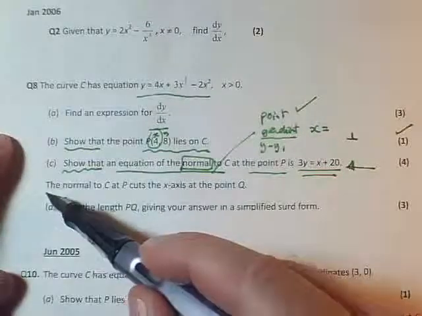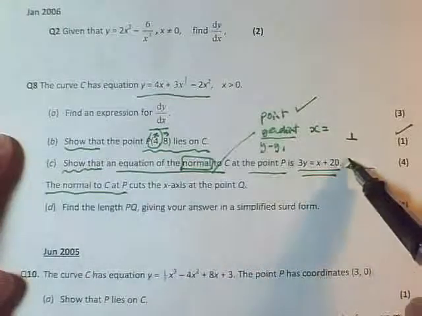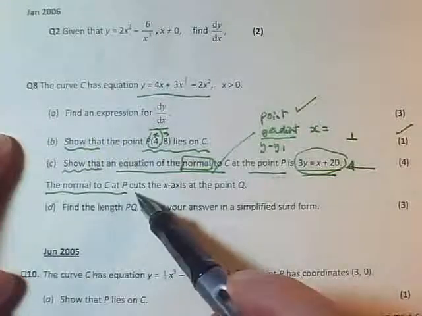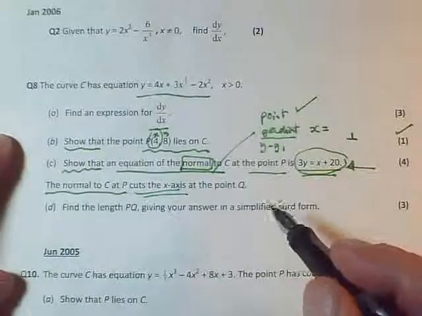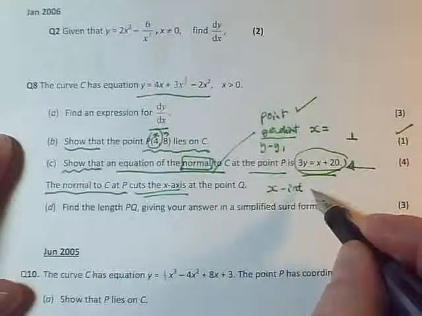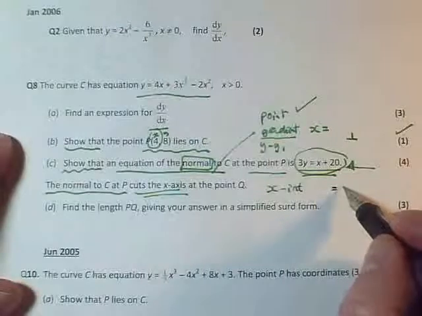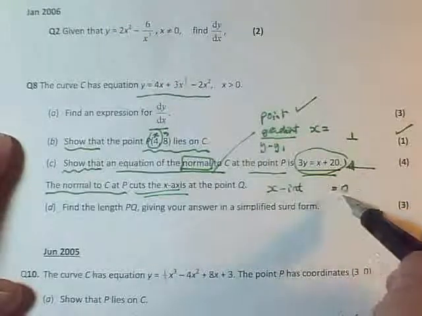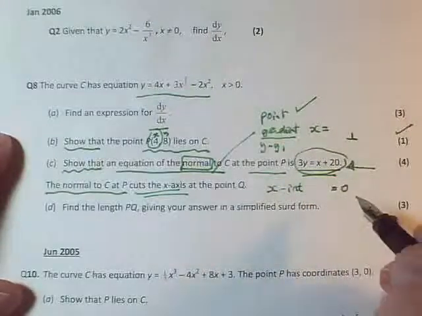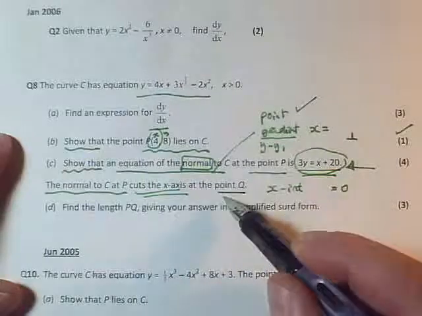Then the normal to C at P, so in other words, the thing we've just found an equation of, has to cut the x-axis. Well, cutting the x-axis is an x-intercept, and our method for an x-intercept is to take one of the letters to equal 0. So substitute that letter in as 0 in this equation, and out will drop the other letter, and that will give us the point Q.